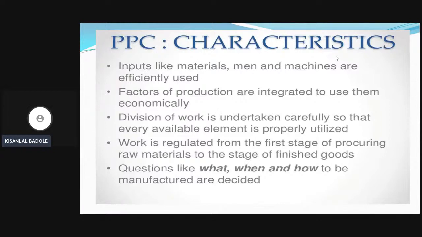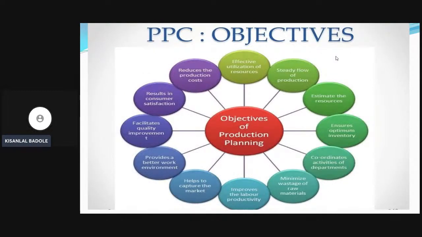Work is regulated from the first stage of production, raw material, to the stage of the finished product. Okay, means for production purposes we require regulation. All these activities depend upon each other. Therefore, from the product point of view, we require planning and control. Suppose we are manufacturing any product, but your raw material is not good, you cannot manufacture the product properly and well. Chances of much more scrap are there. To avoid this phenomenon, we require a high skill person also. Questions like what, when, how to manufacture are decided. So these are the characteristics we require, friends.